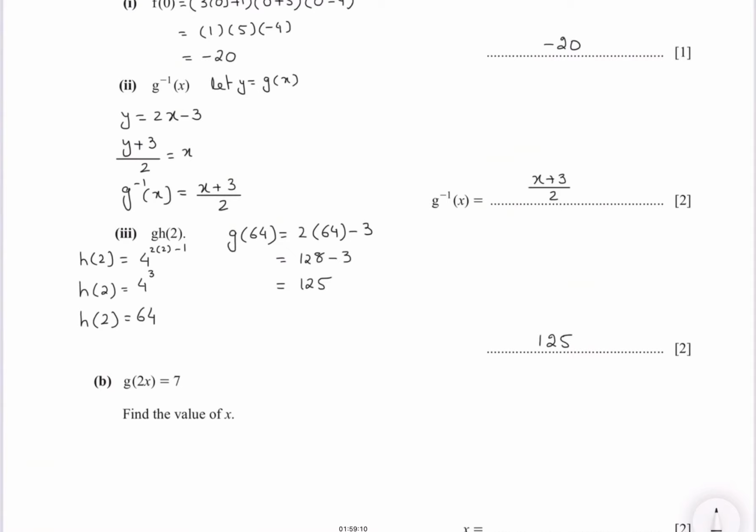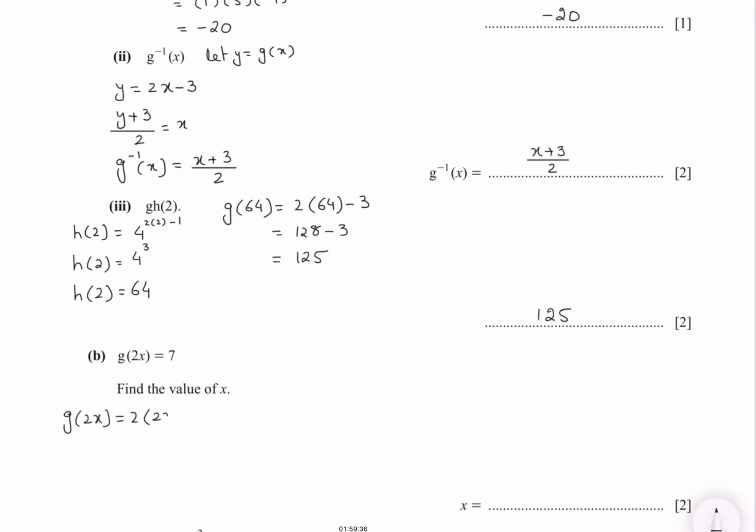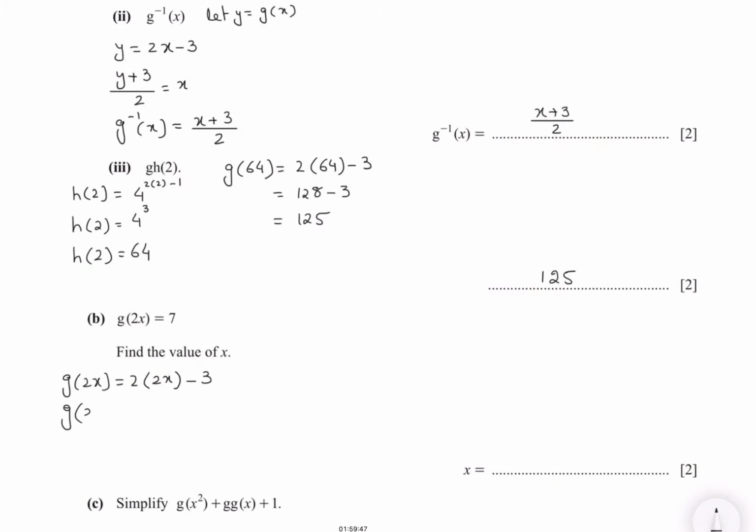G of 2x is equal to 7. Find the value of x. So find g of 2x first. In the g function, you write 2x wherever you see x. So this becomes 4x minus 3, and this 4x minus 3 equals 7. From here x is equal to 5 by 2 or 2.5.